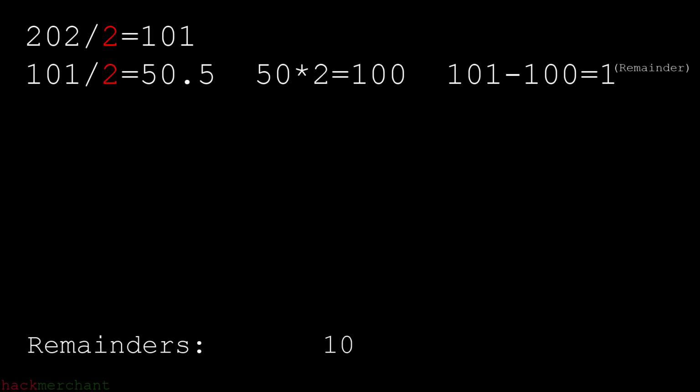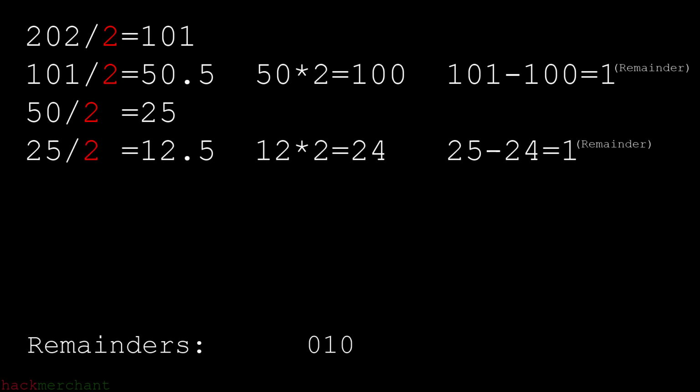So next we divide 50, not 50.5, by 2. The result is 25, so there's no remainder here. That's why we can write down 0 as a remainder. Next we divide 25 by 2. The result is 12.5, so the remainder here is 1, so we can write down 1 as a remainder. Then we divide 12, not 12.5, by 2. The result is 6, so there's no remainder here. That's why we can write down 0 as a remainder.